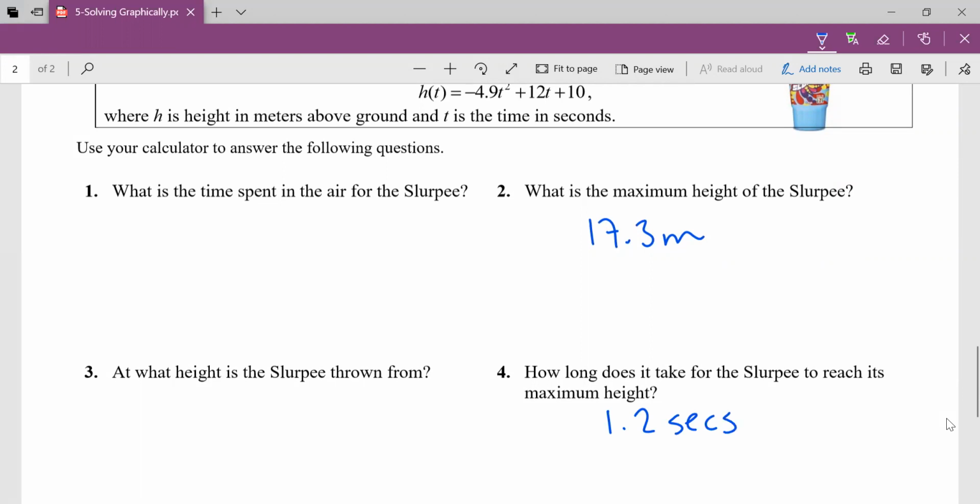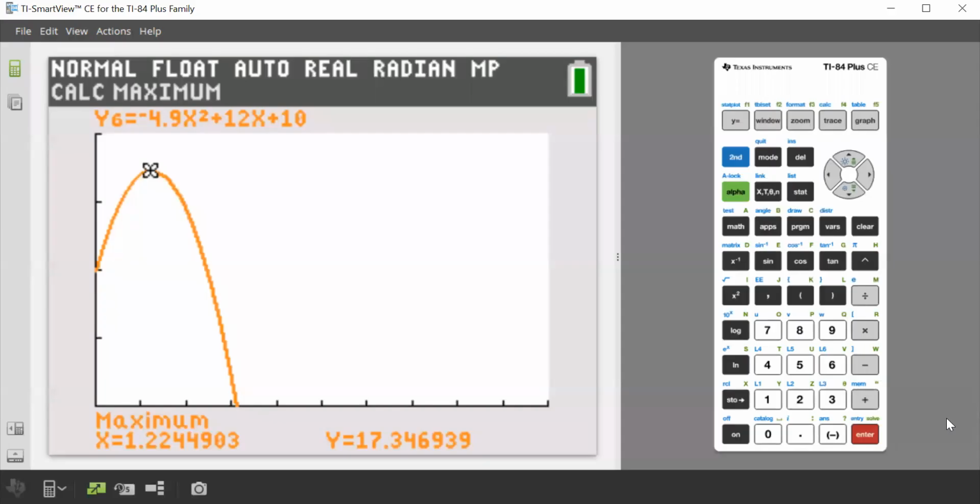That's where I started. Number 1 says, what is the time the Slurpee spends in the air? And number 3 says, what height did I launch this thing from? Let's go back to our calculators and see how we solve these. So how long was it in the air? To find that, I want to find the positive x-intercept.